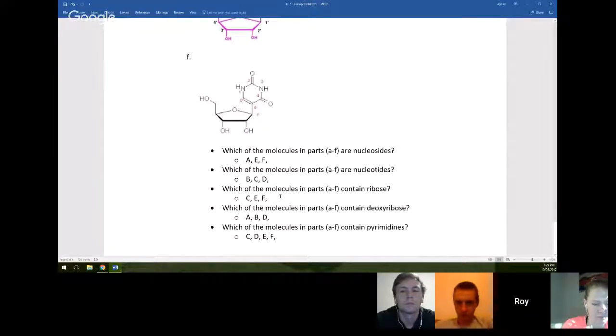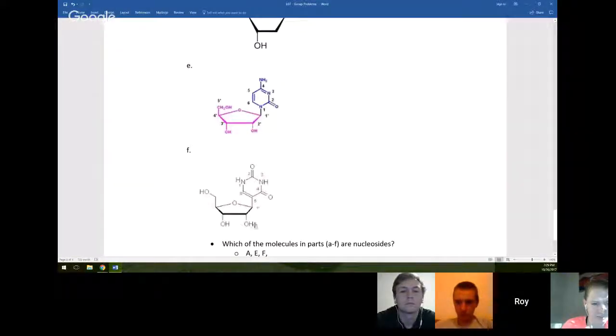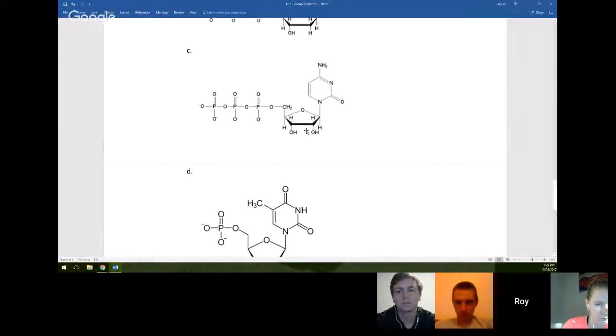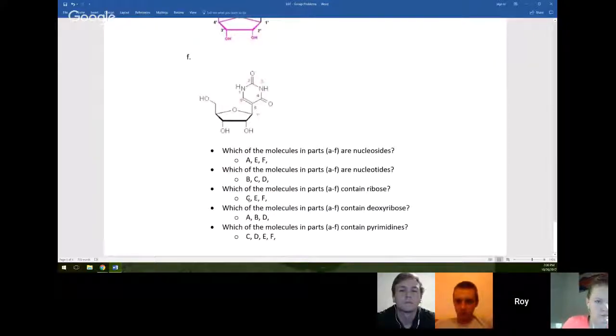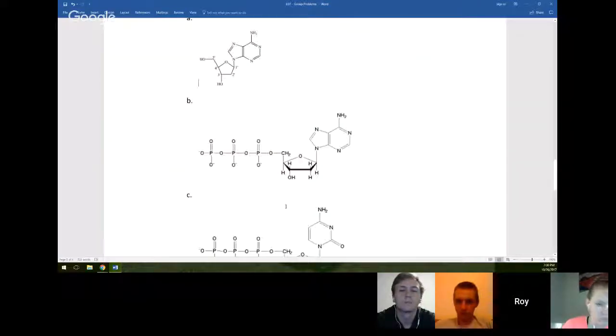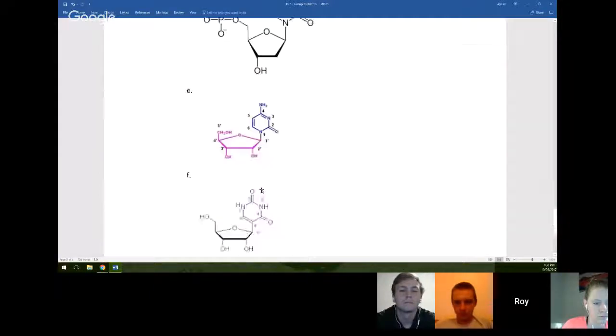Then which of the molecules contain ribose? Ribose would be the ones with the extra oxygen and hydrogen right here, our alcohol group. So F and E have the alcohol group, no alcohol group on D, C has the alcohol group, and then A and B do not. So your answers are C, E, and F. And then which ones are deoxyribose? Those are the ones without alcohol groups on there. So that would be D, A, and B, right here in the 2 position. That's where those alcohols would go.